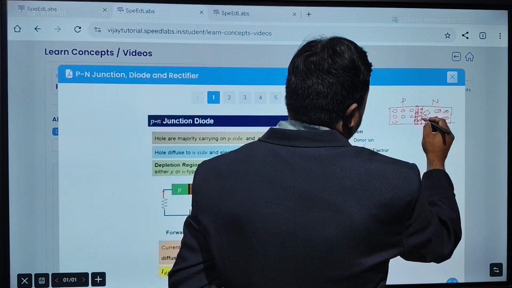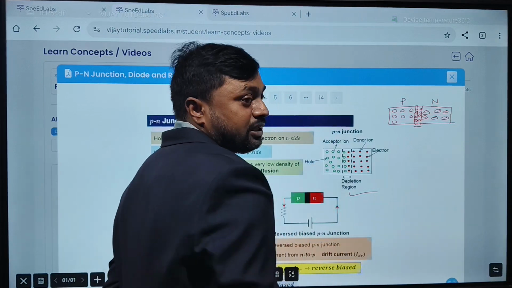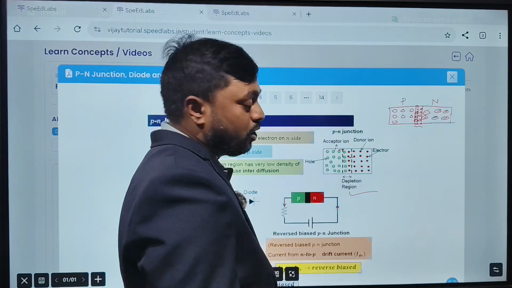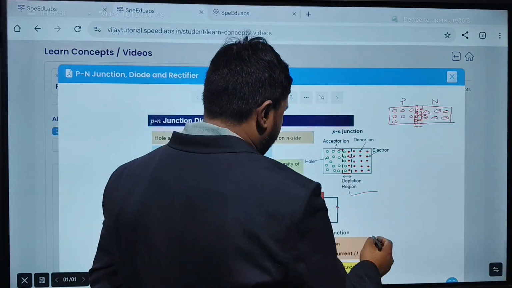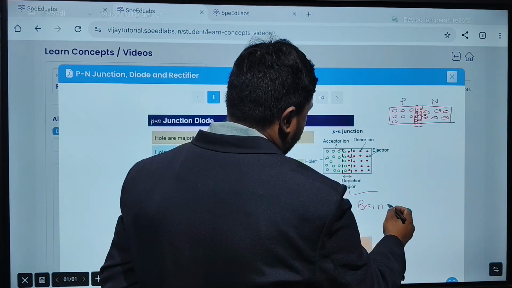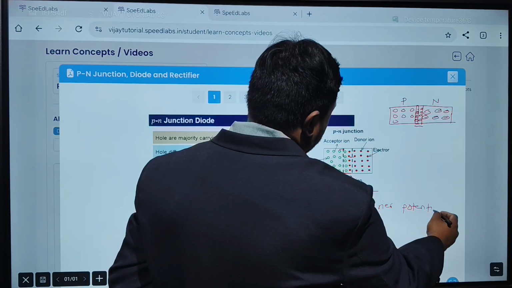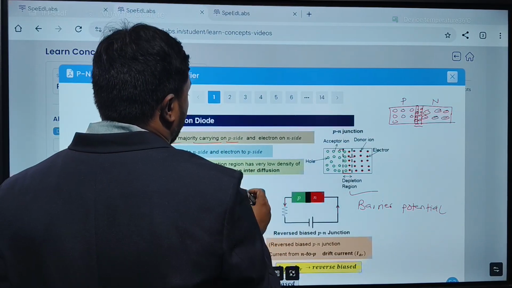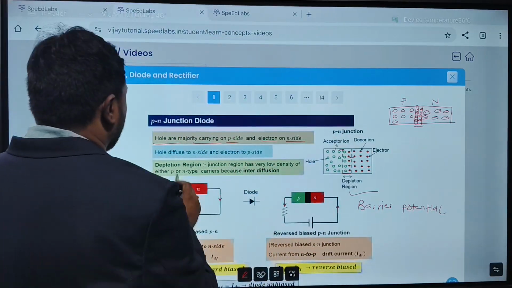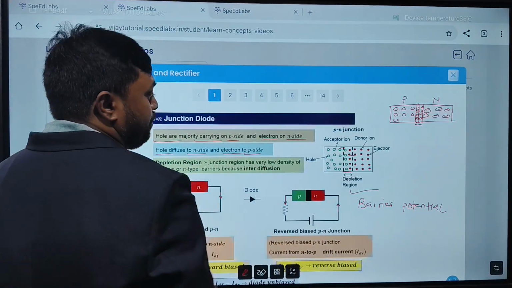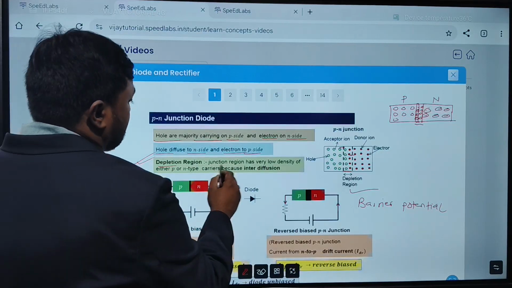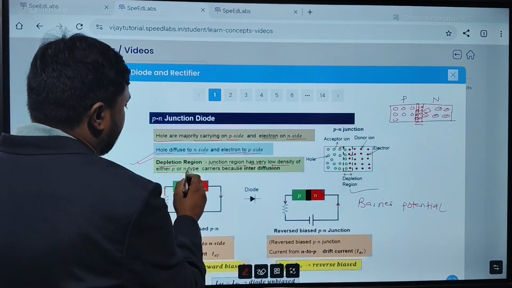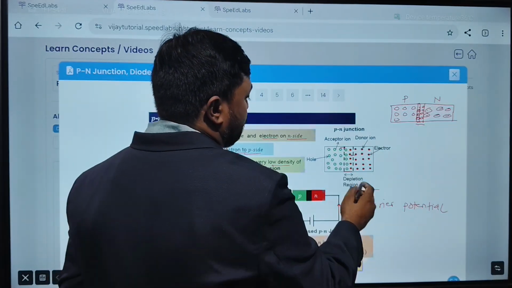Yes or no? So one region is developed, called the depletion region, so that further holes are not able to move this side and further electrons are not able to move this side. Because one potential is developed, that is called the barrier potential. So holes are the majority charge carriers on the p side and electrons on the n side, or holes diffuse to the n side and electrons to the p side. So in the depletion region, the junction region has very low density of either p or n type carriers because of the interfusion that happens here.